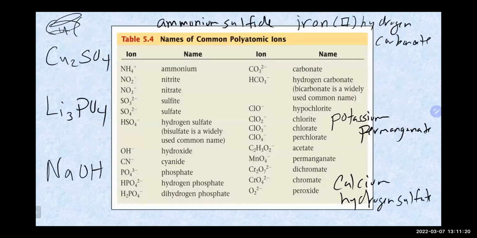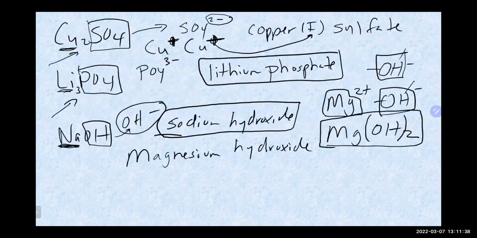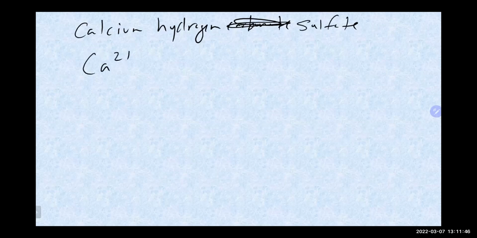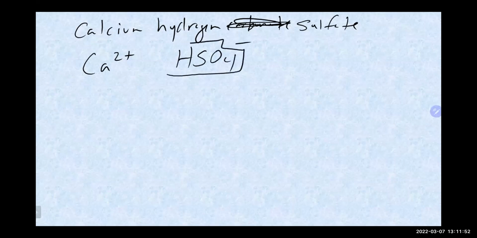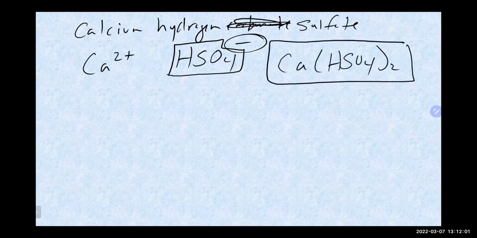And lastly, we have calcium hydrogen sulfate here. So we have calcium hydrogen sulfate, which is also called bisulfate. Sulfate, thank you. So calcium is group 2, +2. Hydrogen sulfate is HSO4-. In this case, we need 2 of those guys to balance it out. Gives us Ca(HSO4)2 with a 2 in here.